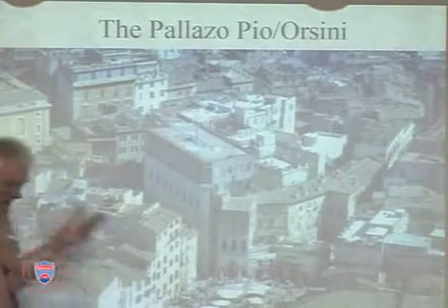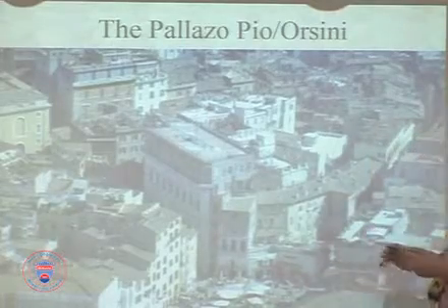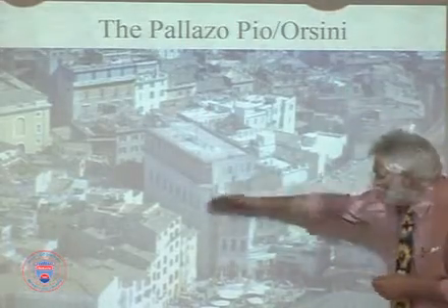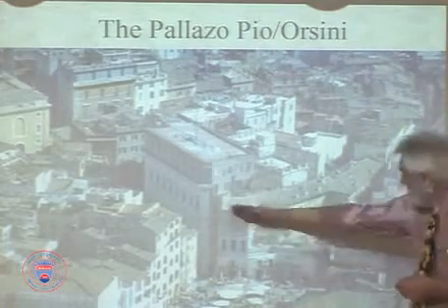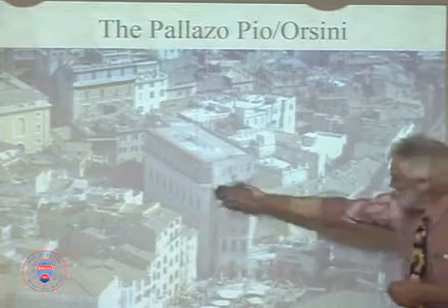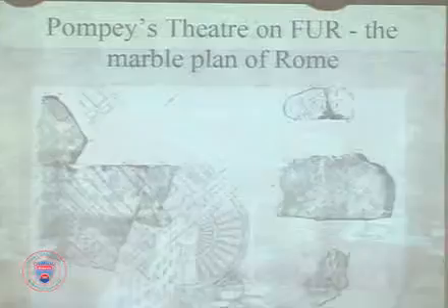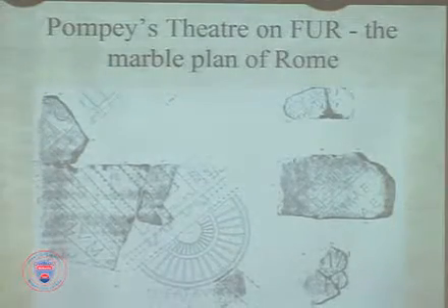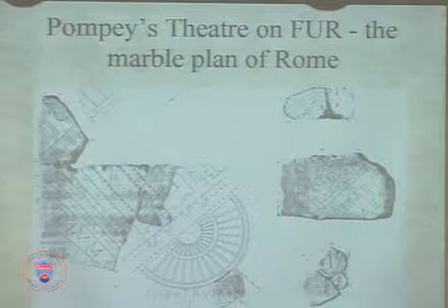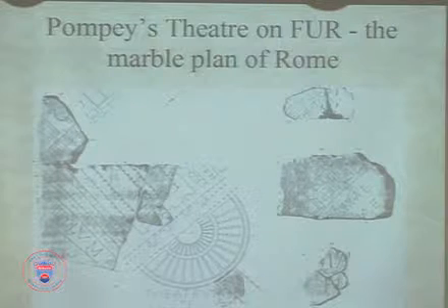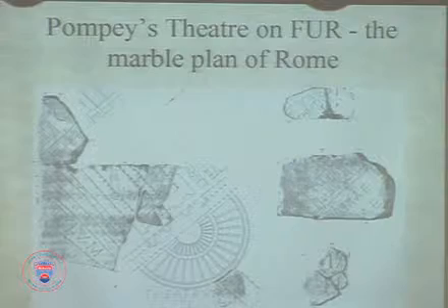Well, the textbook gives you an aerial photograph of what's left of the theatre. There's hardly anything to be seen above ground, but it was later converted into a Renaissance palace, the Palazzo Pio, the Palazzo Orsini, and you can just see the theatre shape there, that semicircular theatre shape there. But we are very fortunate that even though there's not much survives, we do actually have a plan of part of it. The Forma Urbis Romae. I'll be telling you more about this a bit later.